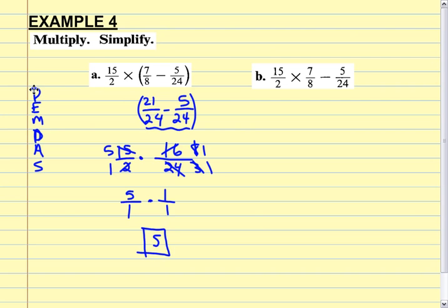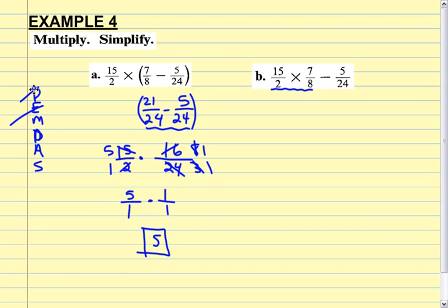Now, when I go to look at B, I have no parentheses to deal with. I have no exponents to deal with. But I do have some multiplication, so I'm going to do this first. All right, let's see what I get here. 15 over 2 times 7 over 8. Is there anything I can cancel? I don't think so. There's not.